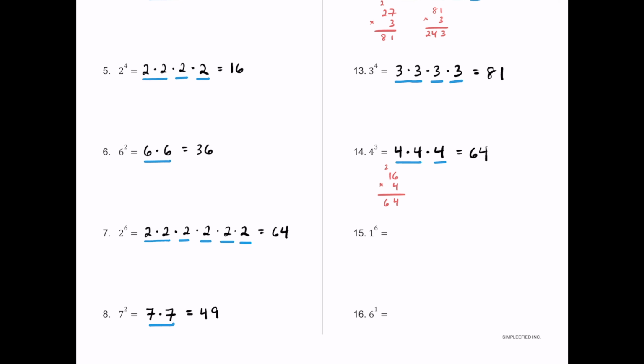For number 15, we have this 1 to the 6th power, so it's actually 1 times 1 times 1 times 1 times 1 times 1. It's a lot of ones. You'll see in the future you won't have to write these out, but 1 times 1 is 1, times 1 is still 1, times 1 is still 1, times 1 is still 1, and times 1 is still 1. So 1 to the 6th power, or 1 to any number power, is going to be 1.